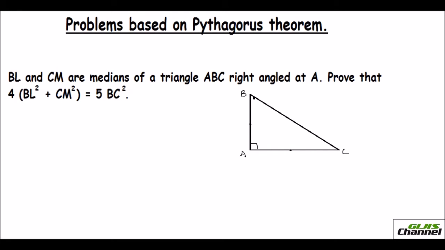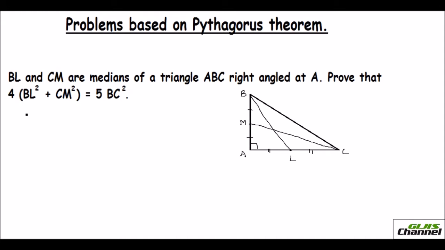So I'm just going to draw the median here and name it BL, okay? This is my median. BL, and again I have another median which is CM. So from C I have another median to the midpoint of AB, and that is CM. Okay. So what does the median mean? This side and this side will be equal now, and this side AL and LC are equal because L will be the midpoint. Okay, now you have made the construction.